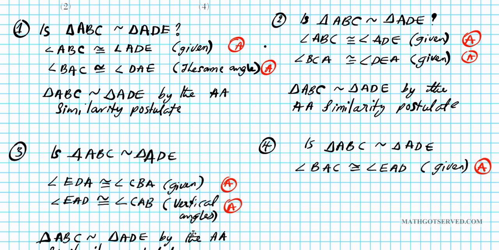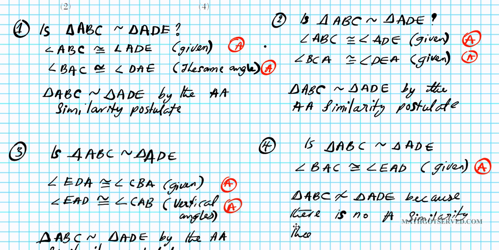Let's go ahead and write down the remark that shows that's the answer. We simply say that triangle ABC is not similar to triangle ADE because there is no AA similarity theorem or postulate. This is the answer we're looking for. So our answer is option number 4.